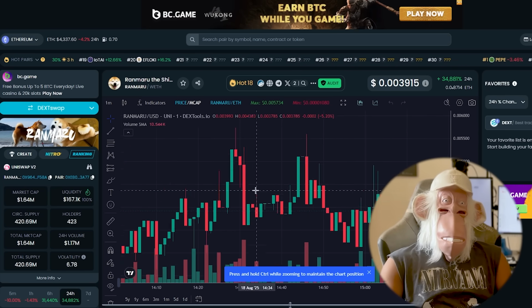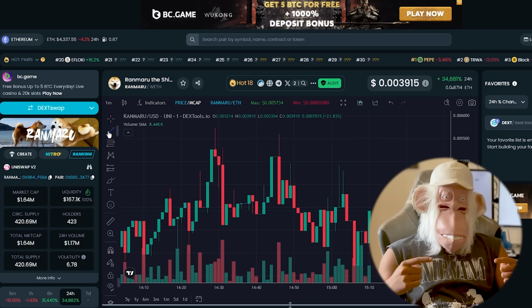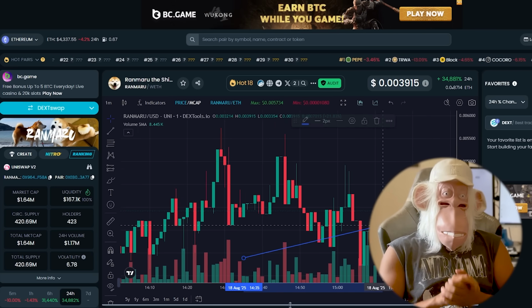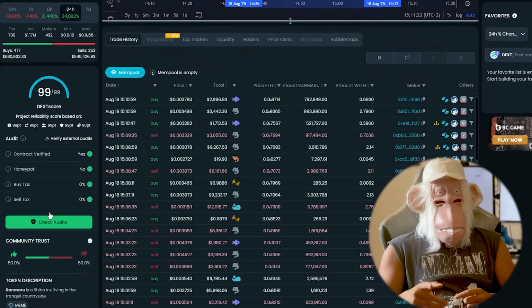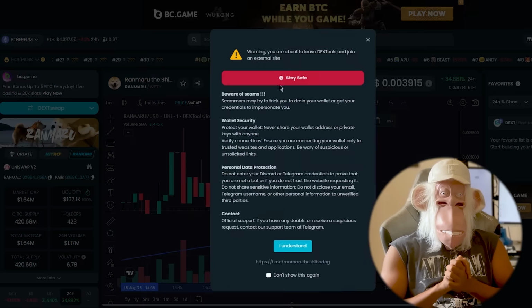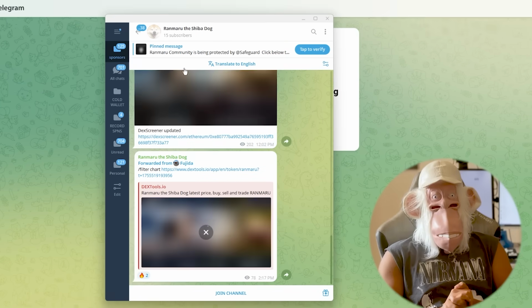Step 5. Check community and socials. Always check if the token has an active community. You can usually find links to the website, Telegram, or Twitter on the token's page in DEX Tools. A strong community is important for any project.